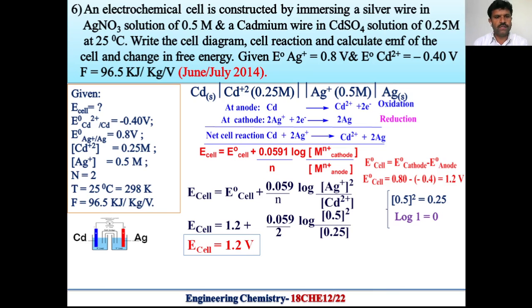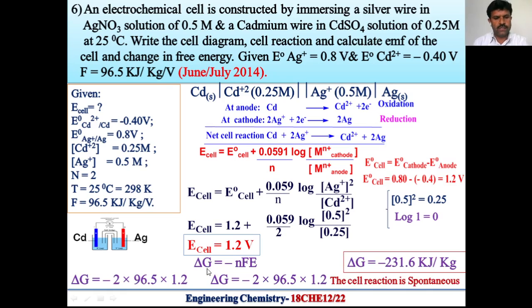And lastly, the change in free energy. The change in free energy is equal to minus nFE. Let's substitute the values. Delta G is equal to minus, n value is 2, into F value 96.5, and EMF of the cell 1.2. Then the change in free energy is equal to minus 231.6 kilojoules per mole. This value with a negative sign indicates the cell reaction is spontaneous.